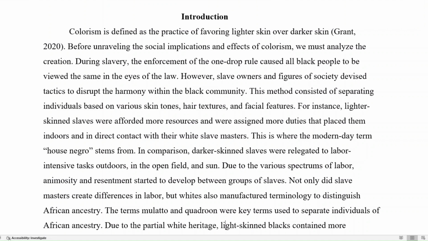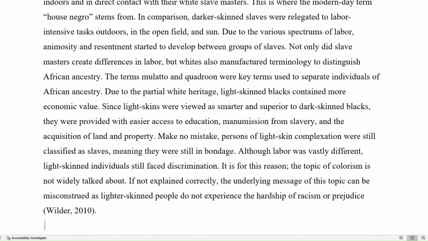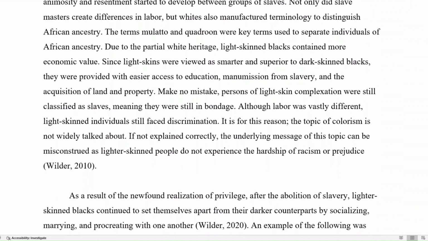Not only did slave masters create difference in labor, but whites also manufactured terminology to distinguish African ancestry. The terms mulatto and quadroon were key terms used to separate individuals of African ancestries.